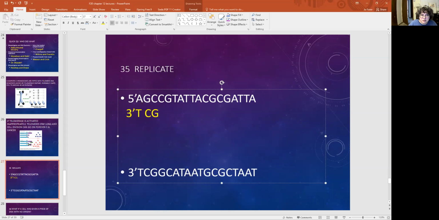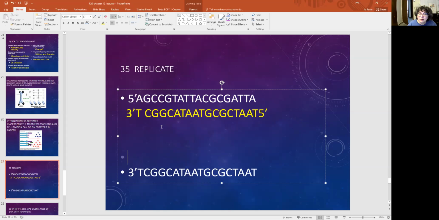C's pair with G's. So this G is going to pair with a C. T's pair with A's. A's pair with T's. We have 2 T's, so we pair with 2 A's. C pairs with G. G pairs with C. C pairs with G. G pairs with C. Now we've got an A that's going to pair with a T, and then those 2 T's pair with 2 A's, and we end with a T, and this over here is the 5' end of our newly made strand.